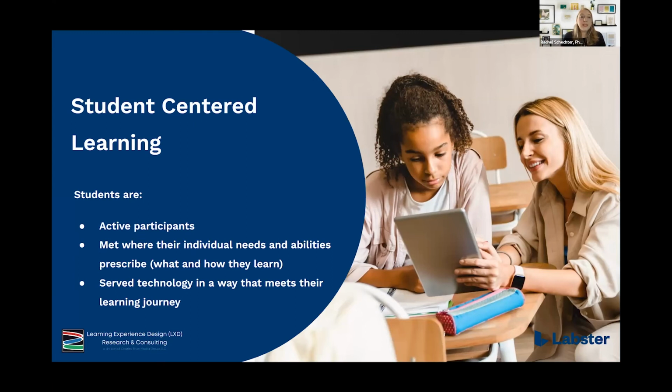So for student-centered learning, you can see from what we were just talking about, the students are active participants in their learning. We're meeting students with their individual needs. There we go, that word individual again, and abilities. It's really about what and how they learn. And then now because it's ISTE, we're really bringing in that technology more explicitly. Okay, so the technology needs to be served in a way that meets the students where they are in their learning journey.